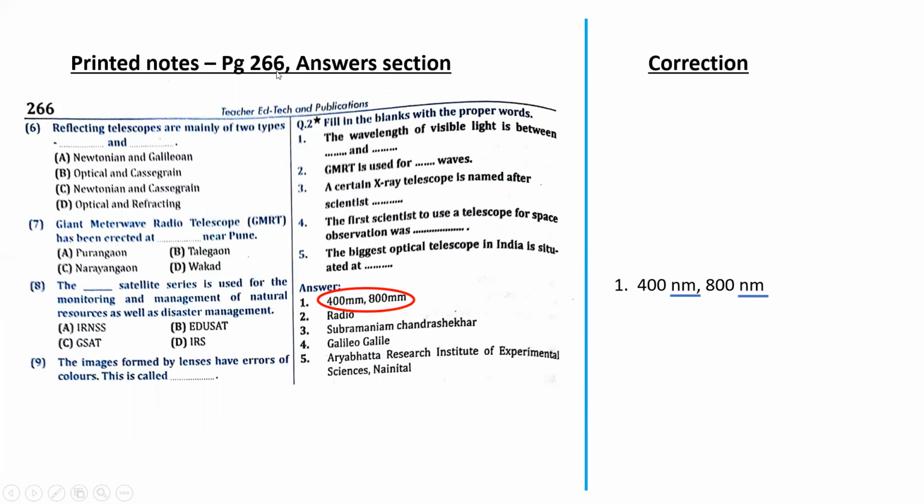And finally, page 266, the answers section. Point number 1 is mentioned as 400 millimeters, 800 millimeters. You have to make the correction in the units. It should be 400 nanometers, 800 nanometers.